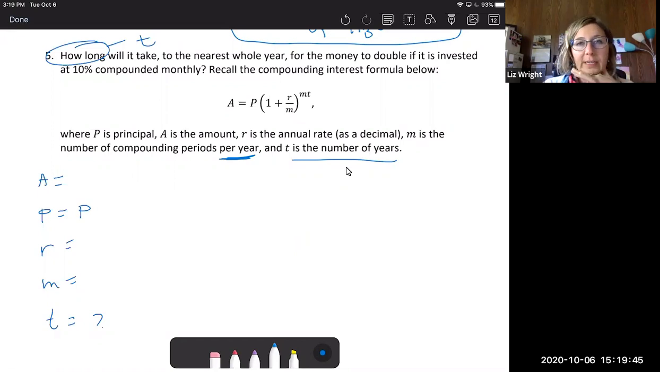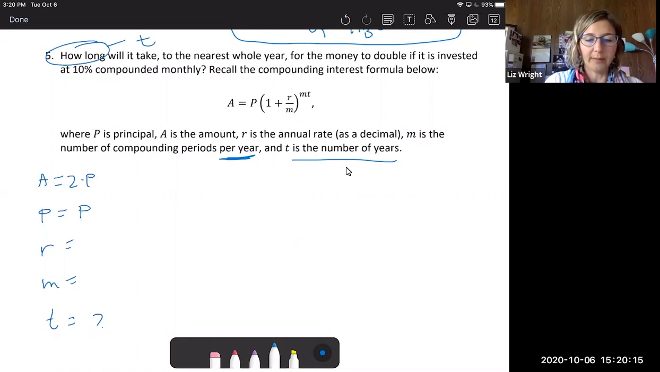Well, what are we finding out? We're finding out how long is it going to take for my initial money to double, which means for the amount of money, how can we express that in terms of P? We're going to say 2 times P. I want you to think about that. Why would we do 2P? Because we are figuring out how long will it take for our money that we invest to double. Are we even still going to be alive for when it doubles? Well, let's find out.